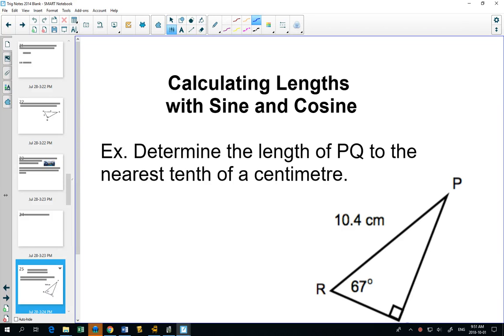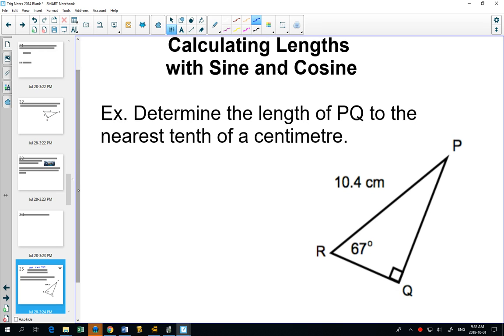So just like we did with tangent, we can use the sine and cosine ratios to help us find lengths. So again, we can remember our definitions with our acronym SOHCAHTOA. And in this case, it says determine the length of PQ to the nearest tenth of a centimeter.